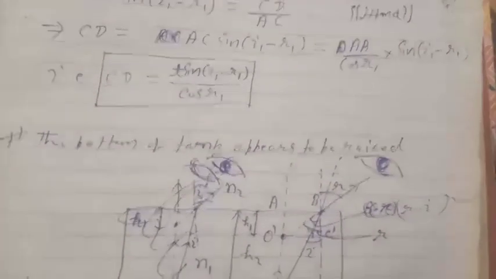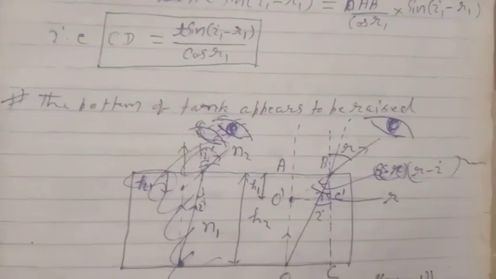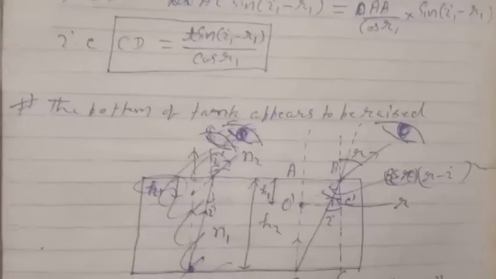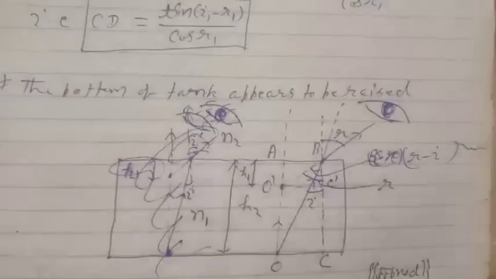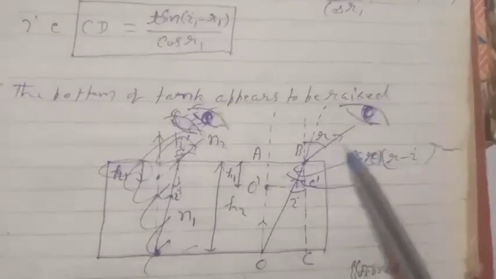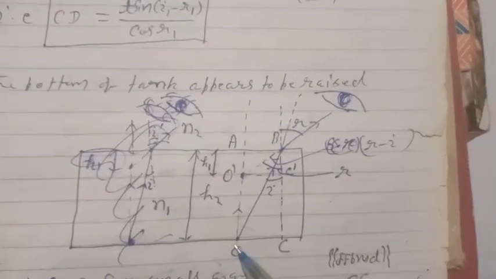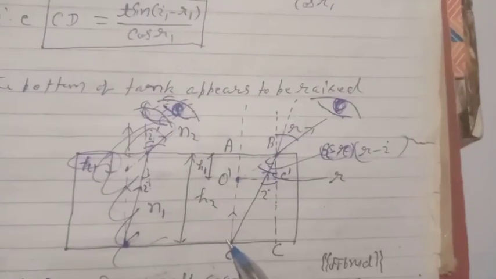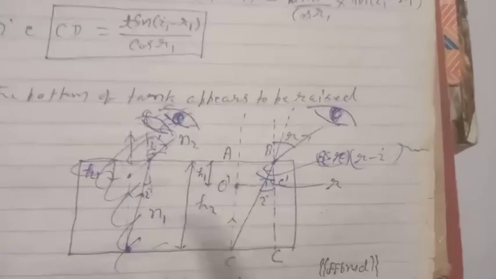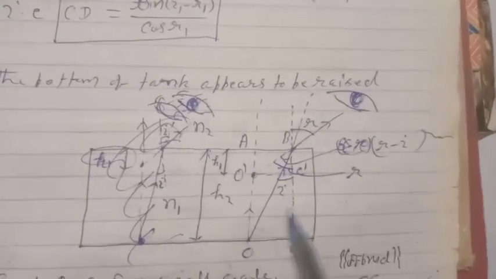Now some phenomena related to refraction. We will discuss the phenomena related to refraction. For example, the bottom of a tank appears to be raised, and this can be explained with the phenomenon of refraction, as shown in the figure. For example, consider an object placed at the bottom of a tank, and the tank is filled with water or any material whose refractive index is greater than air.